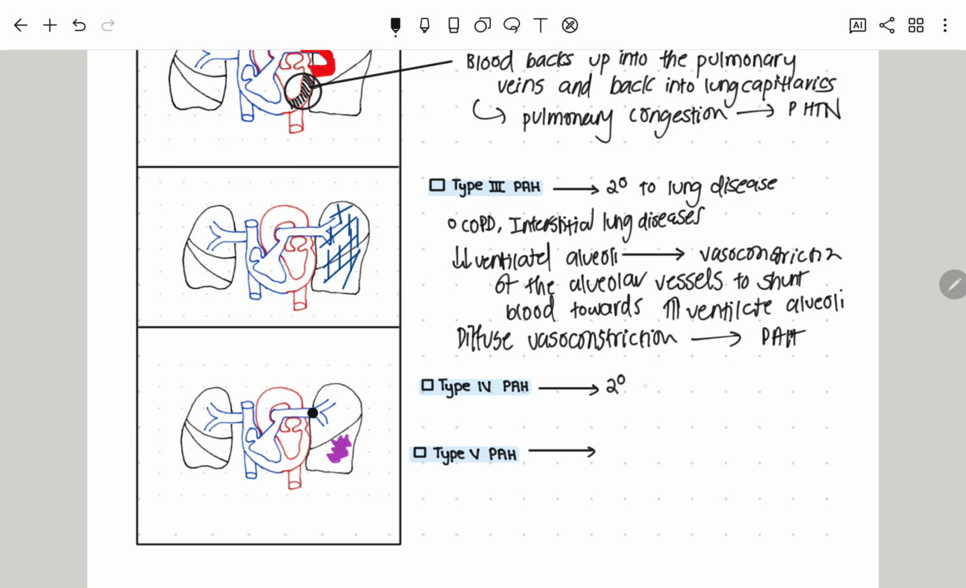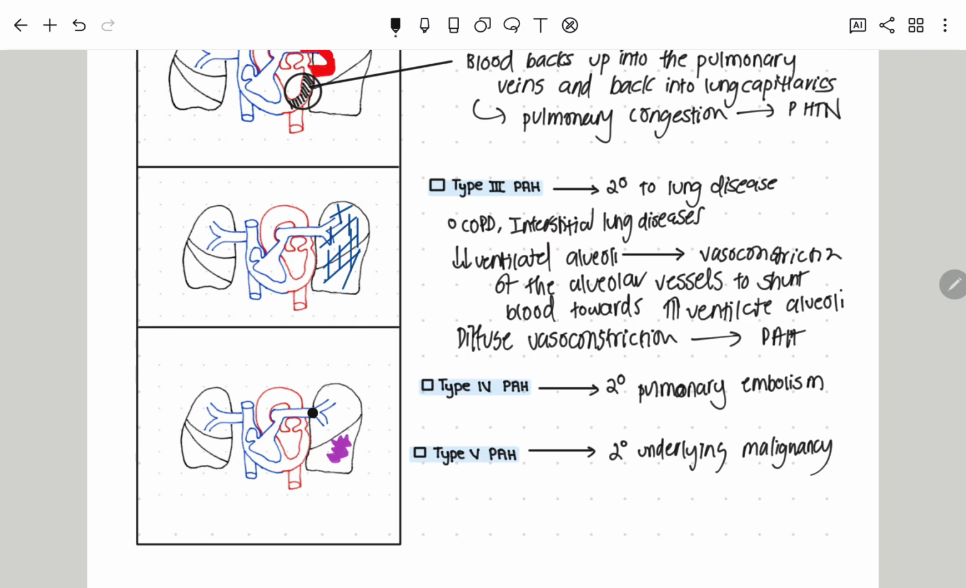Now, type 4 and type 5 pulmonary hypertension are basically classified based on the fact that they occur secondary to pulmonary embolism. That is for type 4. We'll discuss that, as that is one of the pathologies that we need to cover in this question. And type 5 pulmonary hypertension occurs secondary to any underlying malignancies.